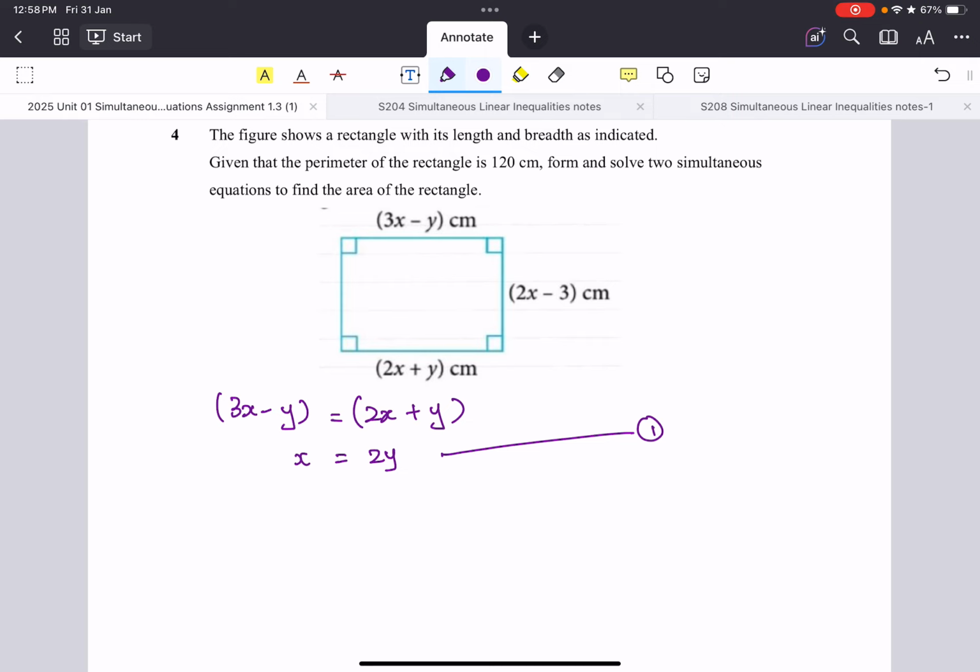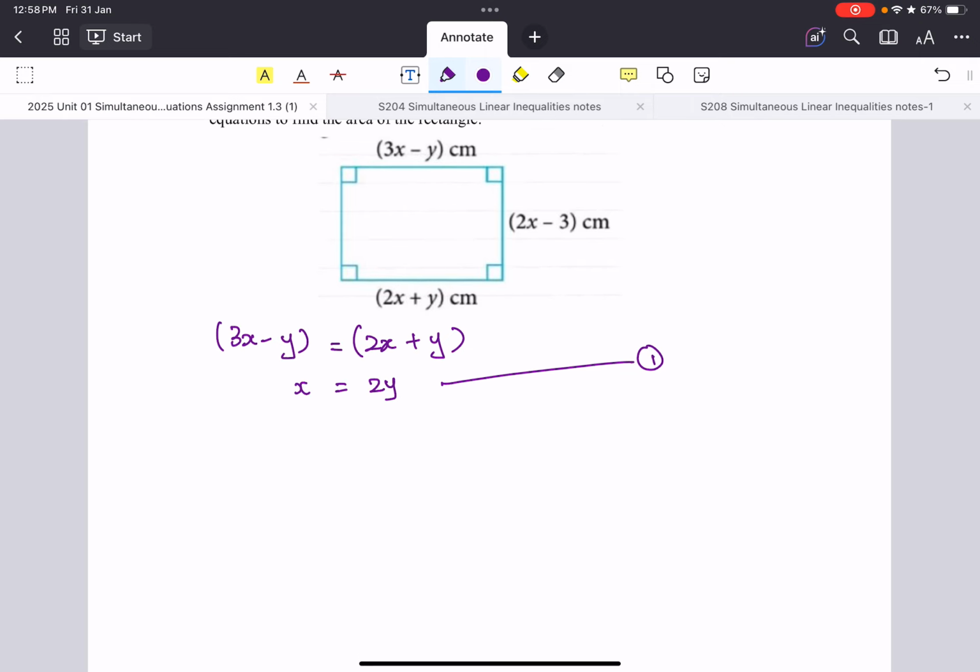Now the next piece of information is that the perimeter is 120. So the perimeter is 120. It means 2 times of 2x minus 3, right, plus 2 times of 2x plus y. I could of course say 2 times of 3x minus y as well, or I could say, you know, one of each, okay? But this is going to be equals to 120, right? So if we simplify this, 4x minus 6 equals to 4x plus 2y equals to 120.